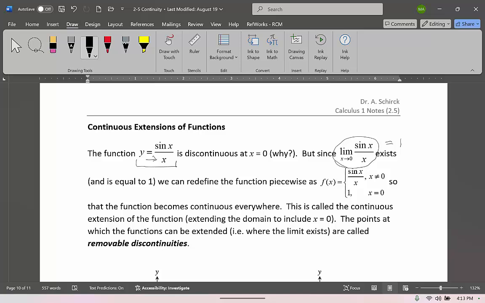All right? And so what we can do is redefine the function piecewise by saying at the points where it is defined, we're going to just leave it as the sine of x over x. And then at the point where it's not defined, we're going to redefine it to be equal to the limit. So that means that when we take the limit of this new function f of x, as x approaches 0, we're going to get 1, and that's also going to equal the value of the function. And now we've redefined this function so that it is continuous everywhere.